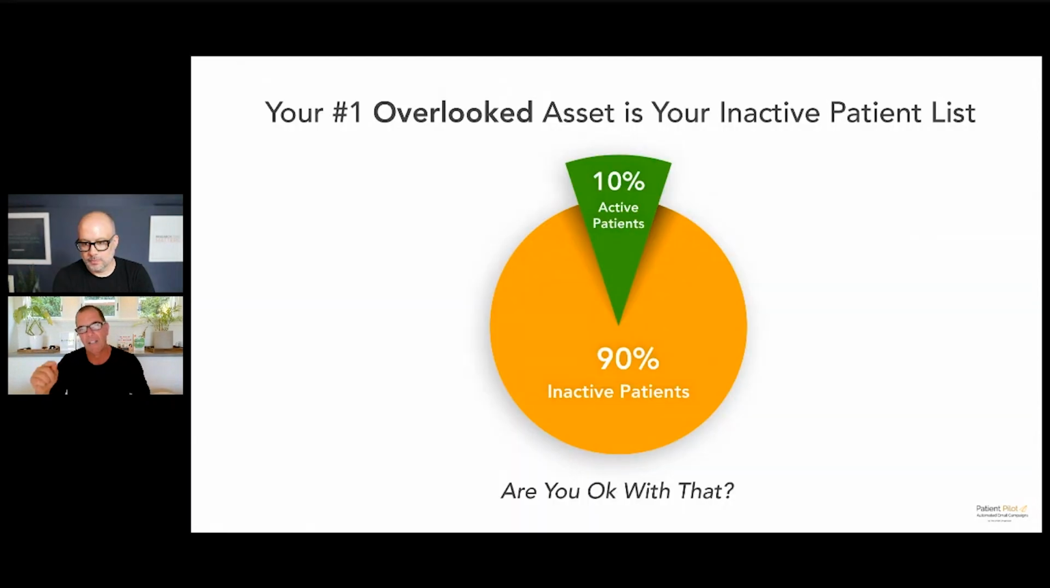Here's the declaration. The number one asset you have, you think it might be your building, if you own your building. You go, well, that's an asset. I bought it at this price, and it's now worth that price. Yeah, but the only way to get the money out of that asset is to sell it or to refinance it, and then you've got payments. Why do we think that your patient email list is the number one asset that you have?